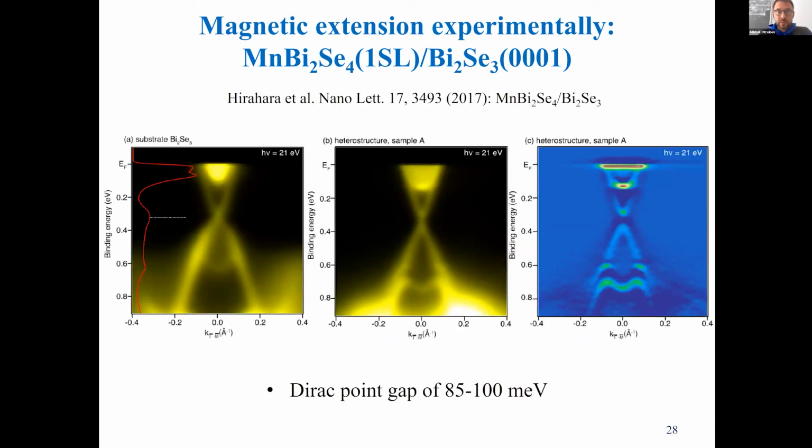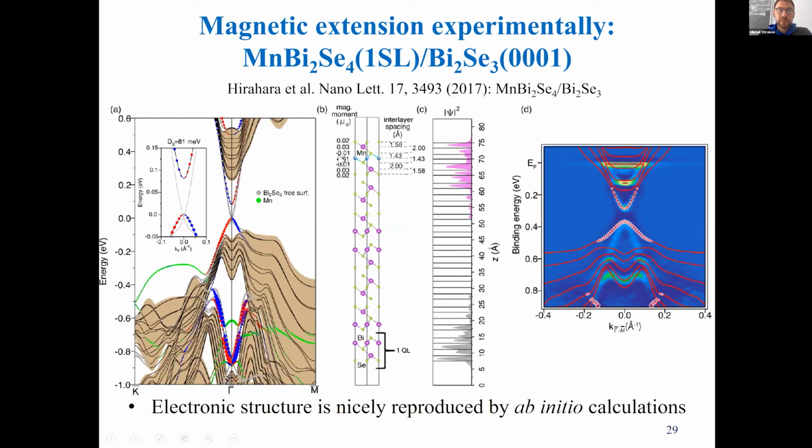So, of course, for this system, the ARPES measurement was performed. This is the Dirac cone of the pure bismuth selenide, and this is the ARPES for the heterostructure sample. It is not very clear from here, but maybe you can see there is a hint of the Dirac point gap, which is more clearly seen in the second derivative representation of this photoemission intensity data. The Dirac point gap was varied between 85 and 100 milli-electron volts. They performed the ab initio calculations too, and they found that it is in good agreement with the experiment. So this looks like a kind of magnetic extension.